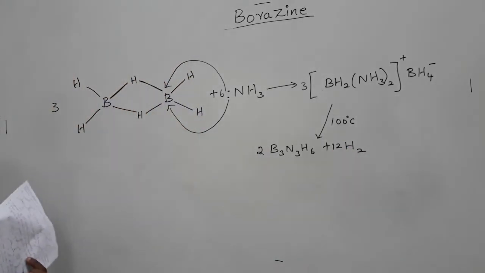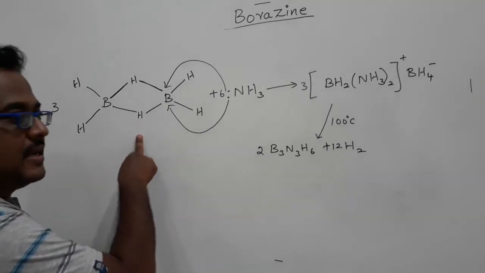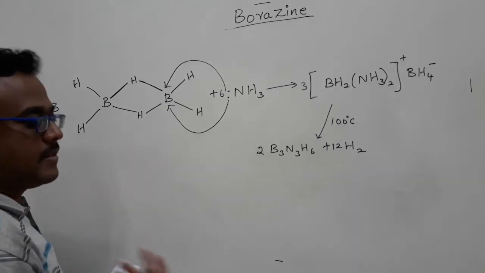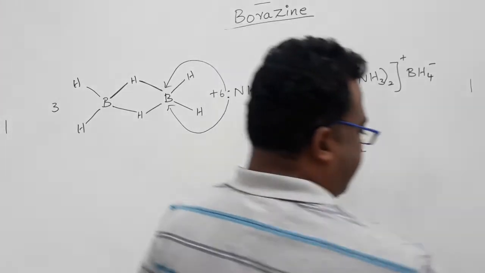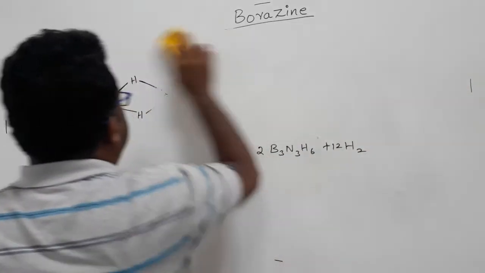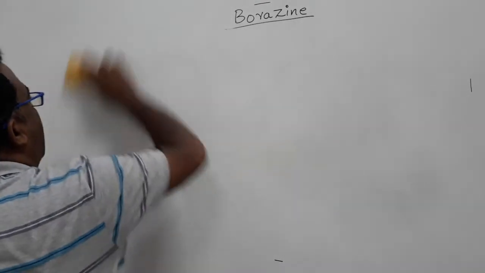That is a complete synthetic scheme of borazine. But this is a very old procedure. Using diborane is a little bit difficult, because it's a gas. Instead of using diborane, another way of synthesis of borazine is using halides of boron.